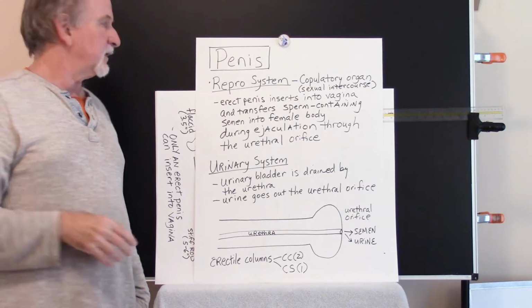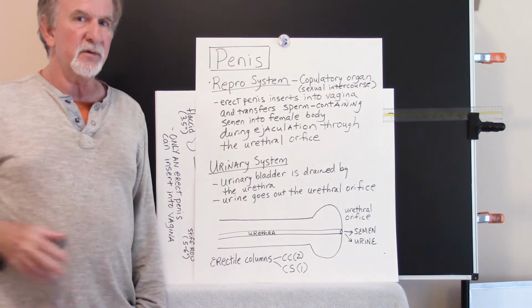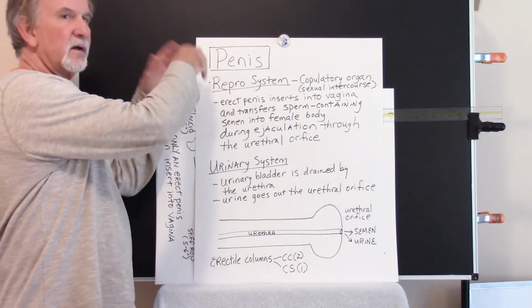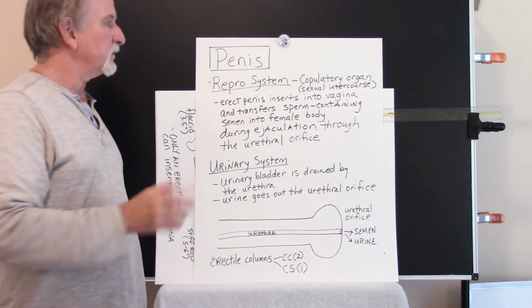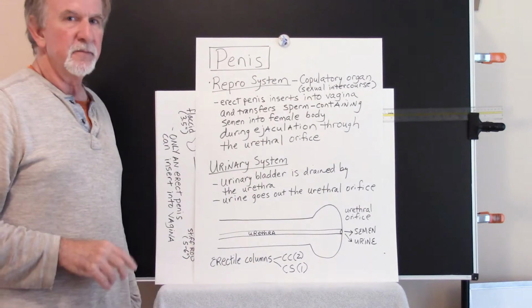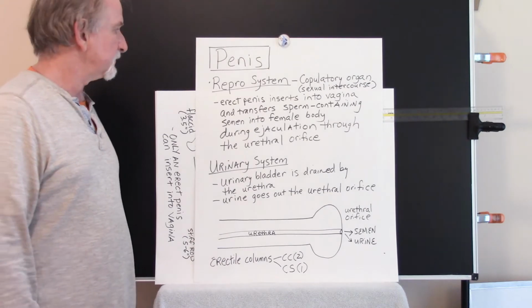Okay, just a little bit about the penis. The penis actually is a component of 2 systems in guys. It's part of the reproductive system, where it serves as what's referred to as a copulatory organ. Copulation is just another word for sexual intercourse.